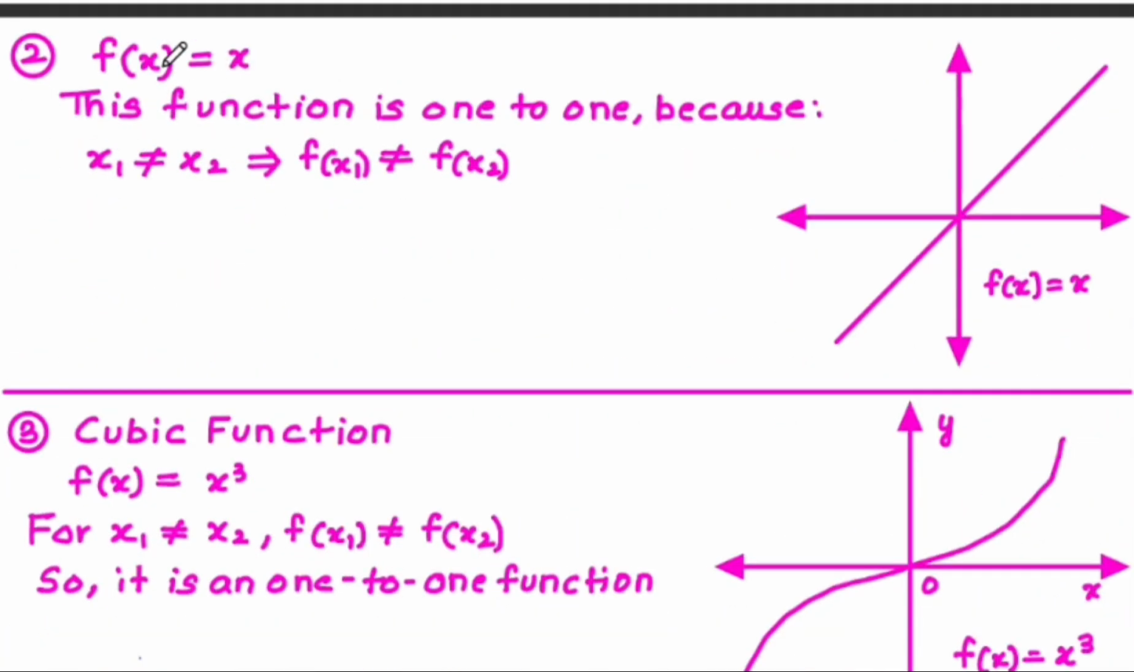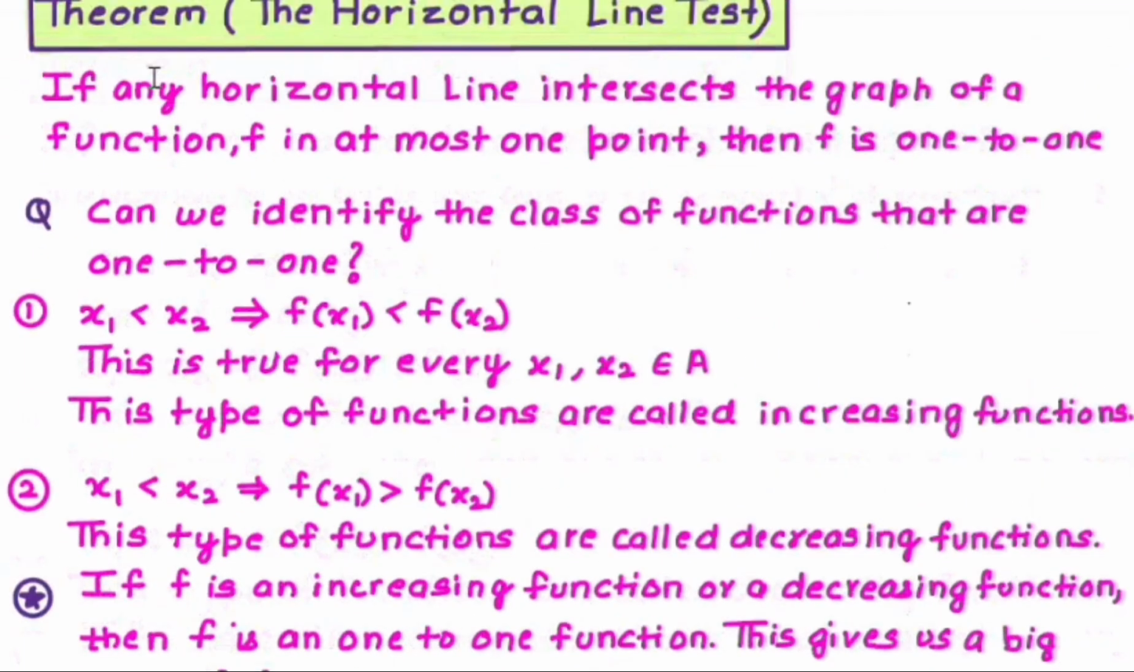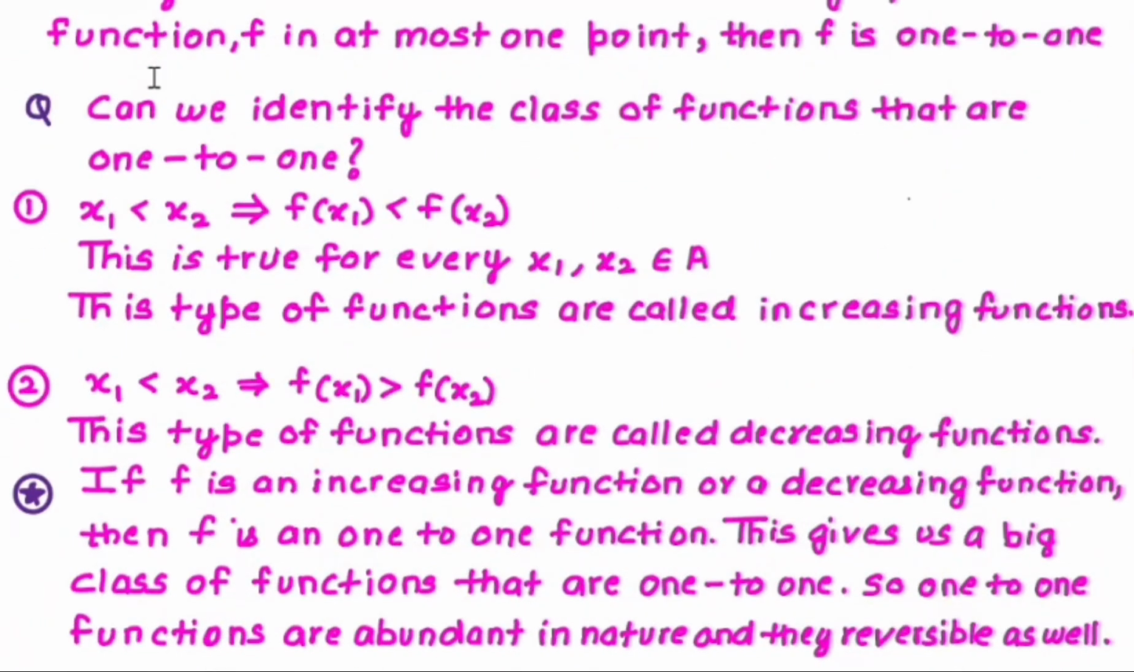Next example is f of x equals x. Now this is the given function, and we need to check whether the function is one-to-one or not. So we draw a horizontal line. You can see that there is only one point of intersection. That means the given function is one-to-one. Similarly, for f of x equals x cube, you will see only one point of intersection. That means this is also a one-to-one function. Now you are given a theory, you can just go through it.